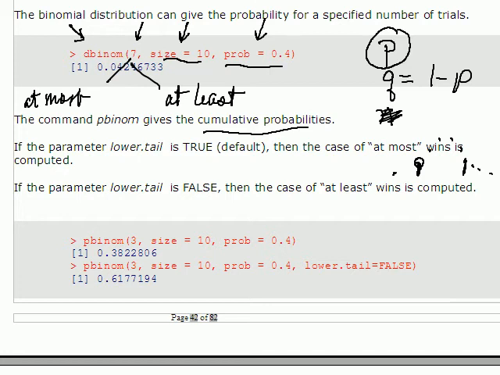In R, instead of that, you can use the P. So here we use D to get the point along the curve. P is going to be the sum of all those that are less than, unless you specify the lower tail equals false.